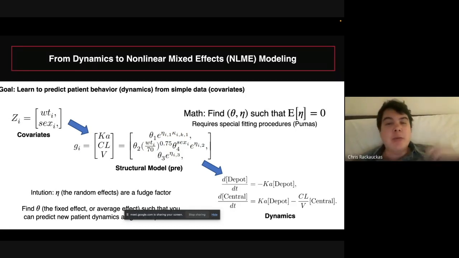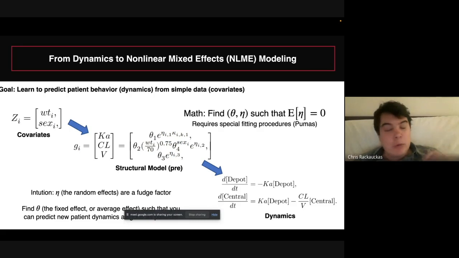And so the estimation process of the nonlinear mixed effects is essentially: find the values of eta such that the expected value of the eta is equal to 0, and the predictions are matching the dynamics of each individual in the population, right? So you're really trying to find, what is the biggest effect that I can attribute to weight and sex that are not individual specific. And this is something that's done all throughout clinical pharmacology.